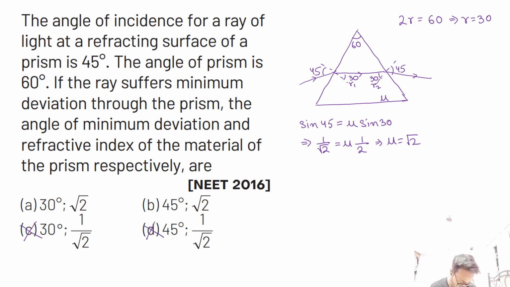Now they are asking the angle of minimum deviation. For minimum deviation, can I apply I plus E is equal to A plus D? For minimum deviation, I is equal to E, so 45 plus 45 is 90, which equals A plus D. The value of A is 60 plus D, so D is equal to 30 from this equation. So option number A is our correct answer.